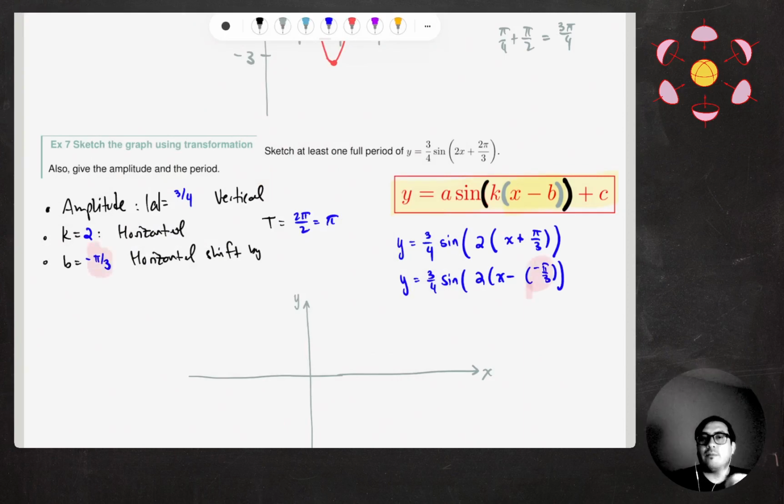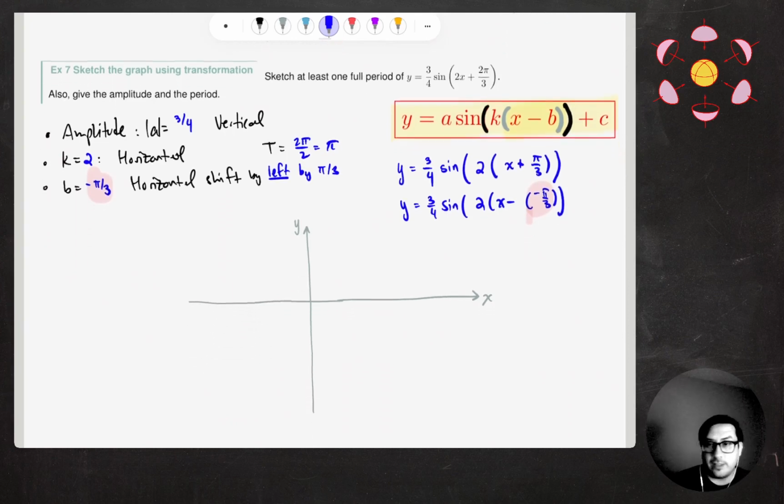What is that doing? Remember, the b is a horizontal shift. And the reason why we use this extra minus sign is because, okay, I got a negative number here. So we're actually going to shift to the left by pi over 3. So let me just draw the period, and then I'm going to stop and let you come up with the rest of the graph.